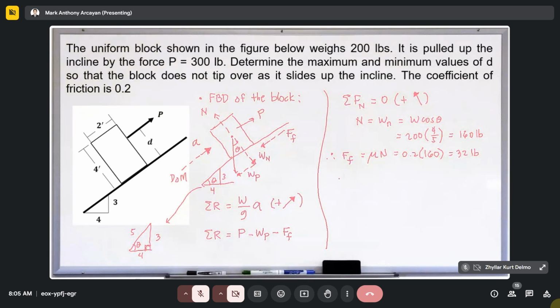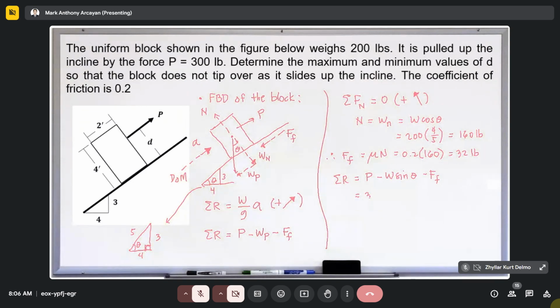Okay. Now let's continue finding the value of the resultant force. We have force P, which is equal to 200. Let me write this one first. Then the parallel component of the weight is the weight of the block times the sine of theta minus the frictional force. Let's substitute the values.